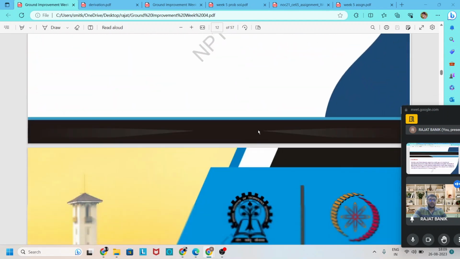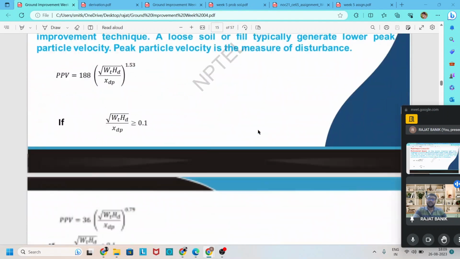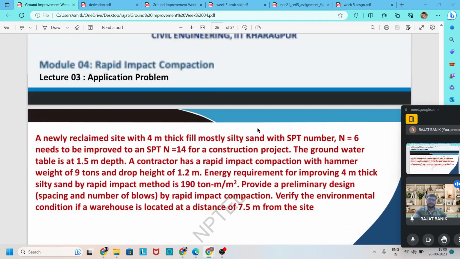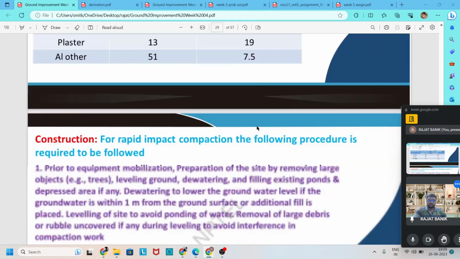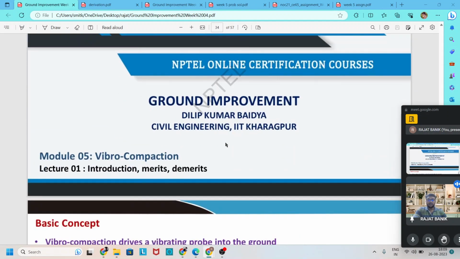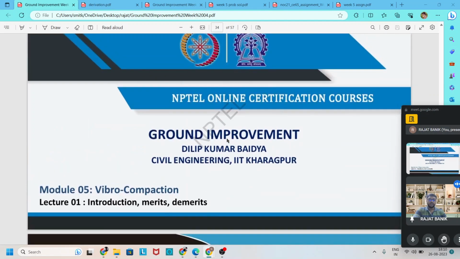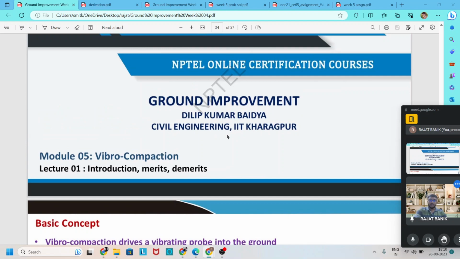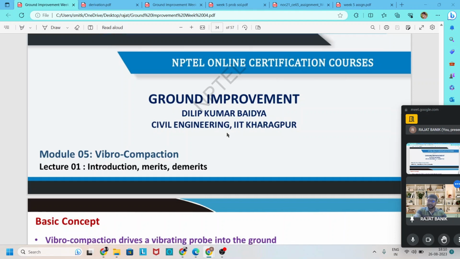And at the session's end, we discussed vibro compaction, a new topic. We just started and introduced vibro compaction. It was not completed yet, so today it will be completed. Please wait, I will just go through it to understand it well before we start our session.